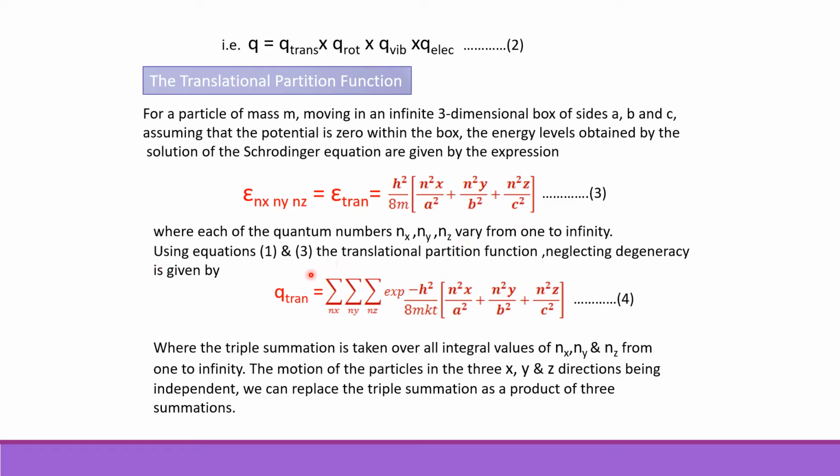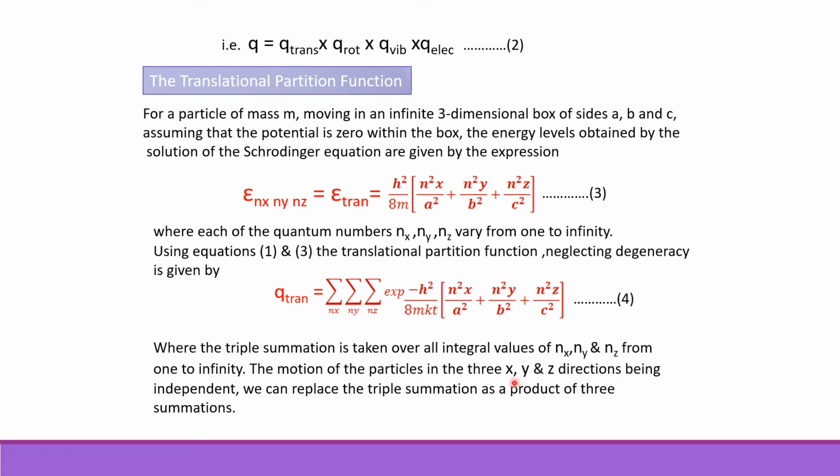Now using the equations 1 and 3, the translational partition function, if we neglect the degeneracy, is given by Q translational is equal to summation nx, summation ny, summation nz, exponential minus h square divided by 8m kT, in bracket n square x divided by a square plus n square y divided by b square plus n square z divided by c square, where this triple summation is taken over all the integral values of nx, ny and nz from 1 to infinity.